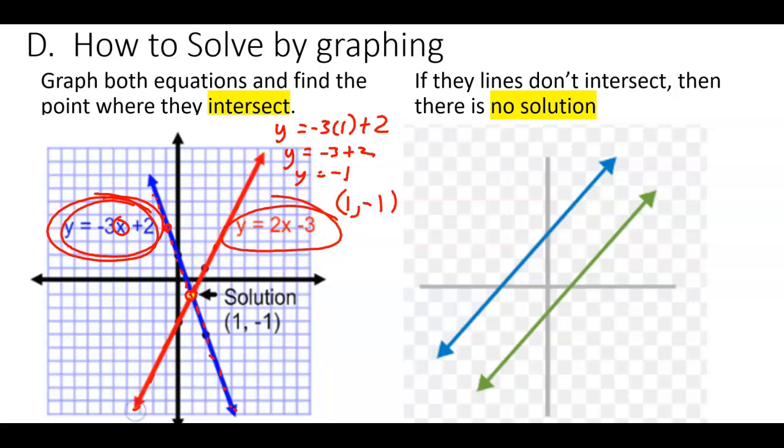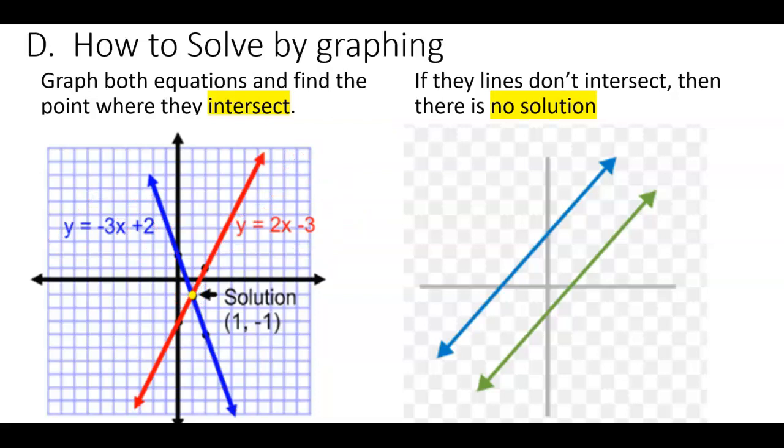The question is, what point do they both have? Which point works for both? Well, it's the place where they cross. That's the only point that they both have in common, and therefore that's the point that would work for both equations. So the way that you solve a system of equations by graphing is by graphing them and finding where they cross, okay? It is possible for two lines to not cross if they're parallel, and if that's the case, then we would say there's no solution, okay?